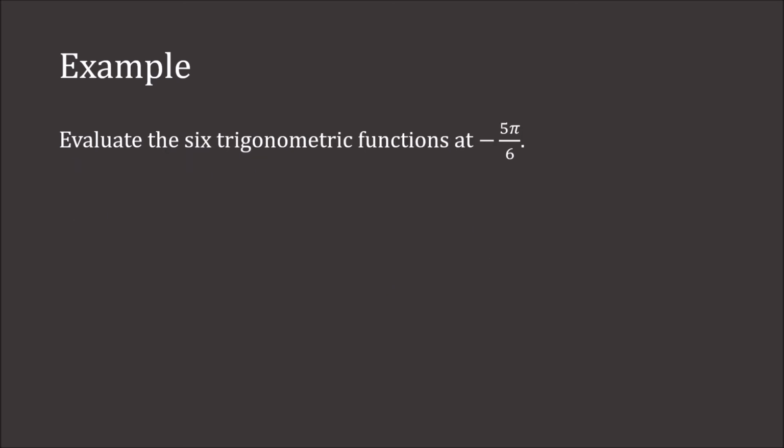We now wish to evaluate the 6 trigonometric functions at negative 5 pi over 6. So again, we're going to do this using reference angles. So if we draw our angle, negative 5 pi over 6, we're going clockwise. So down here we have negative pi over 2. This is negative pi. Right, so negative 5 pi over 6 is going to be somewhere between these two.